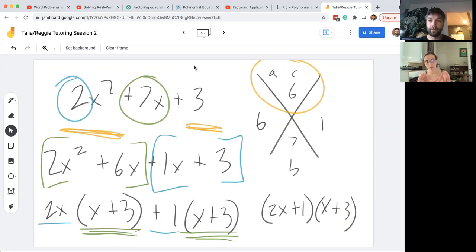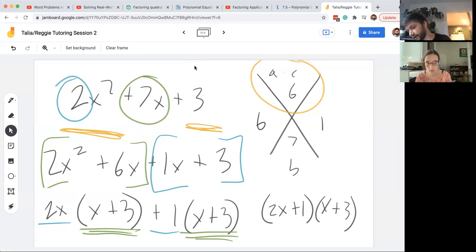That's when you can't factor out the 2 in the first place, because you have odd numbers. If I can factor out the 2 at the beginning, way easier. If I can't, I do this grouping. So I got 2x plus 1 times x plus 3.